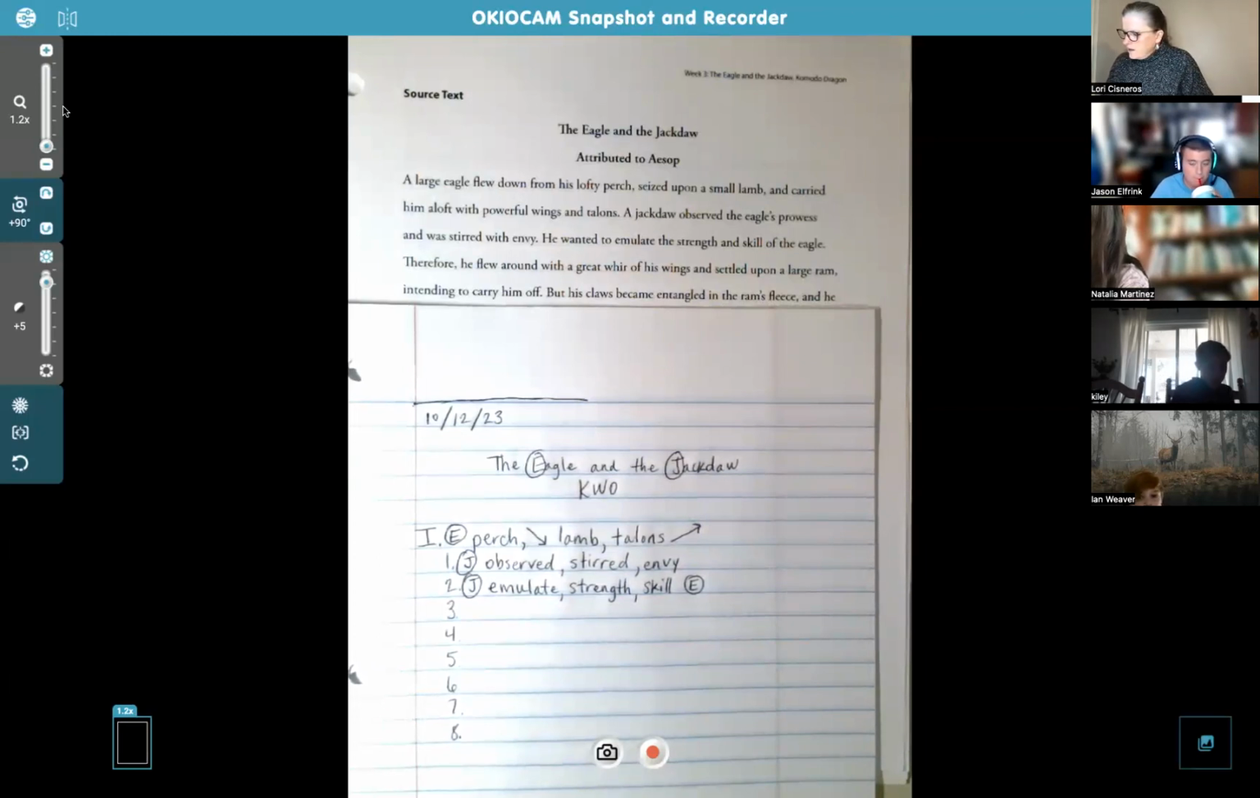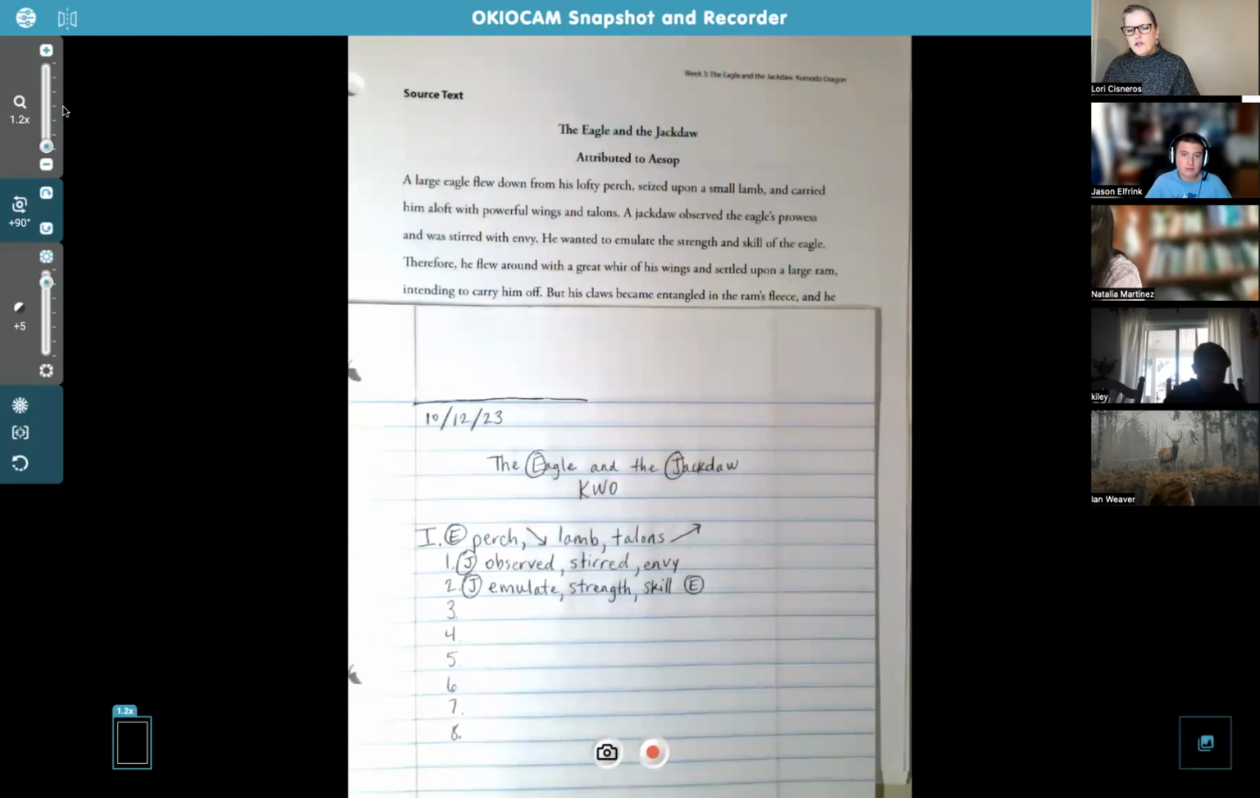Okay. Therefore he flew around with a great whir of his wings and settled upon a large ram, intending to carry him off. Okay, good. It's got a lot in it, so this one might be a little tricky. You can go, say flew around, do a circle and then a down arrow. Okay.